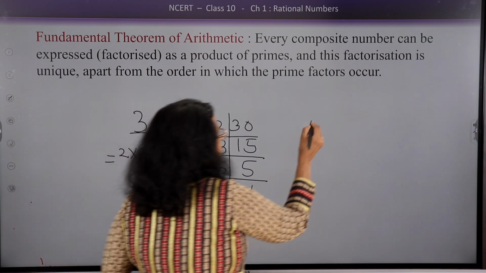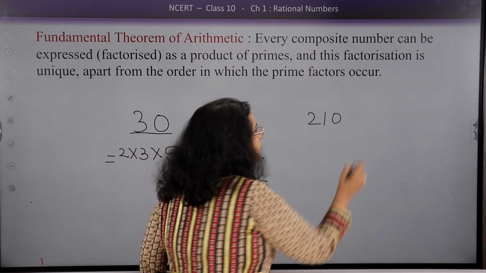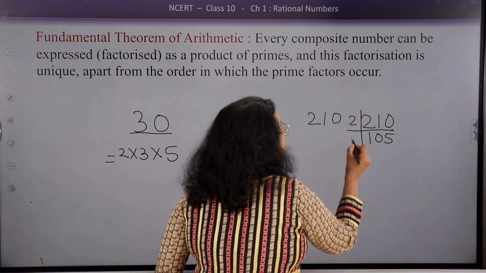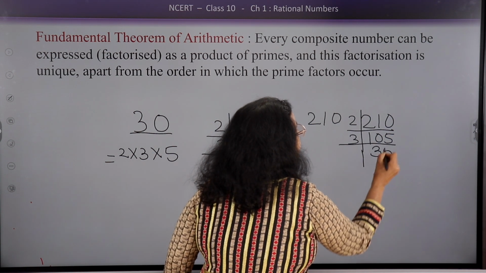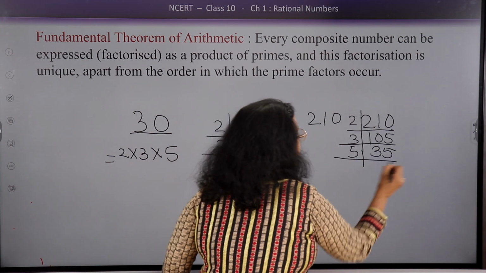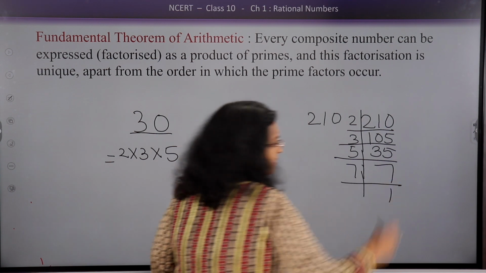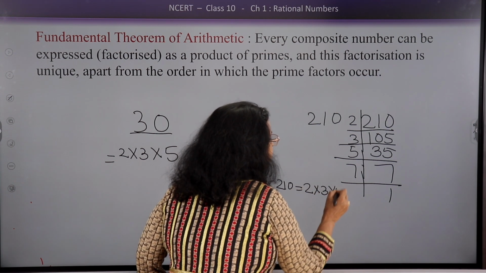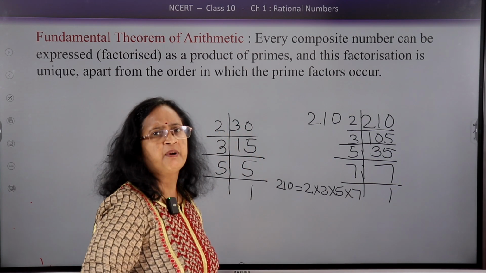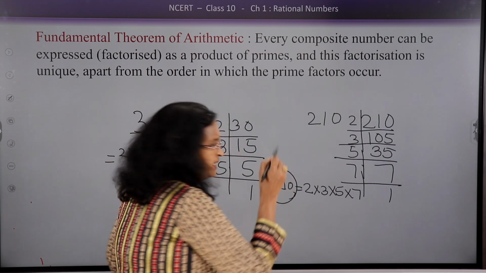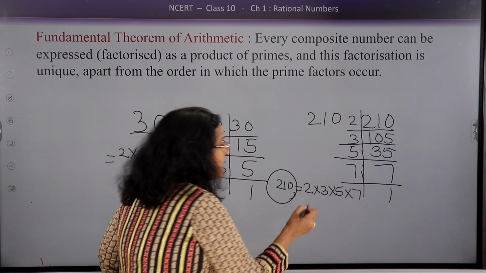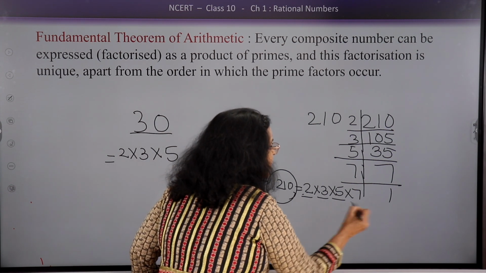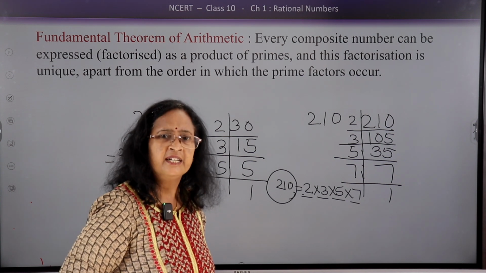You can take any composite number. Suppose I take 210. I will use the short division method to find the factors. 105. Now we'll go with 3. 3 5s are 15, so 35. Because the last number is 5, I use 5 as the factor. Then it comes 7 and then 1. So 210 can be expressed as 2 into 3 into 5 into 7. This is the fundamental theorem of arithmetic, where the composite number 210 can be factorized or expressed as the product of prime numbers. So what are the prime factors of 210? 2, 3, 5 and 7. Clear, children? Isn't it? Very good.